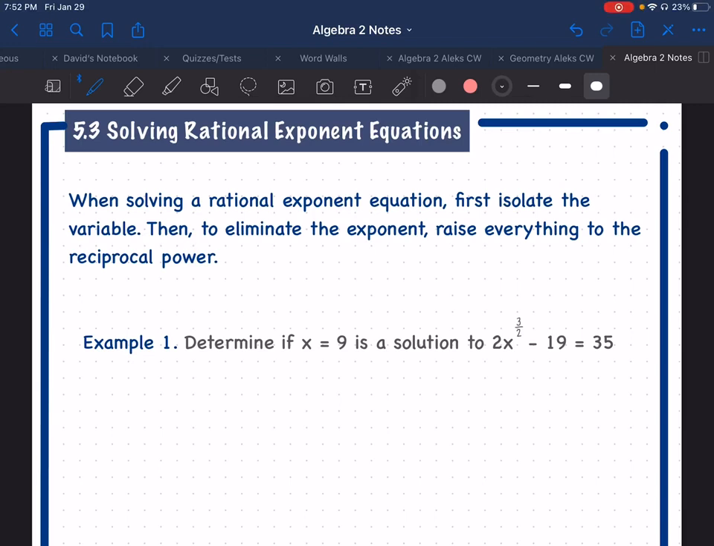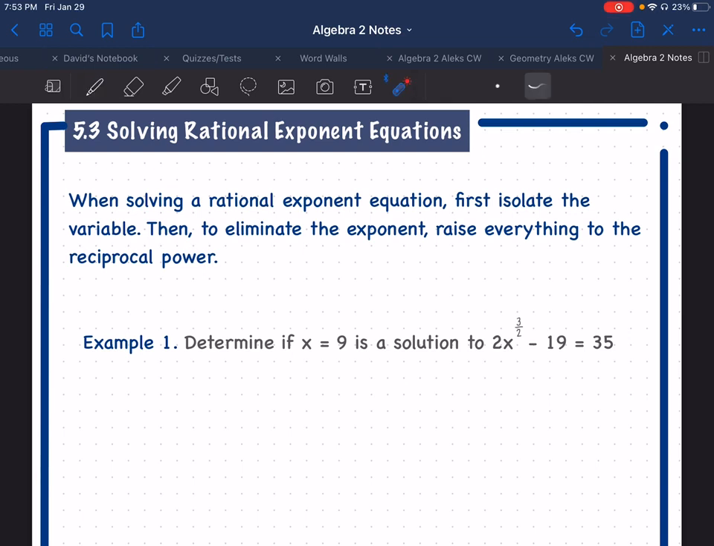Today's lesson is 5.3, Solving Rational Exponent Equations. When we're going to solve a rational exponent equation, we first need to isolate the variable. Then we need to eliminate the exponent by raising it to its reciprocal power. Let's start with determining if a value is a solution to a rational exponent equation.